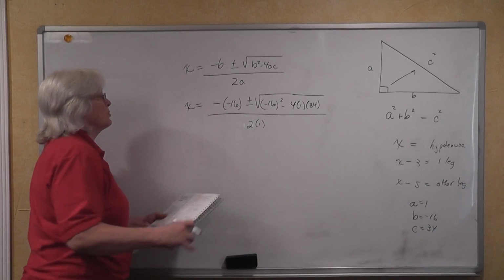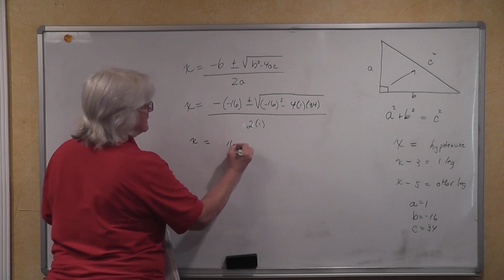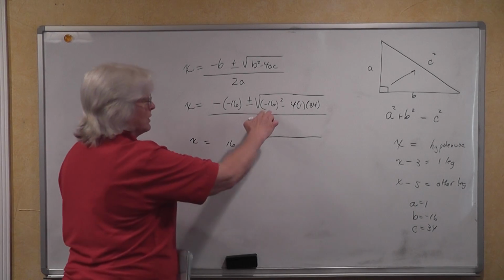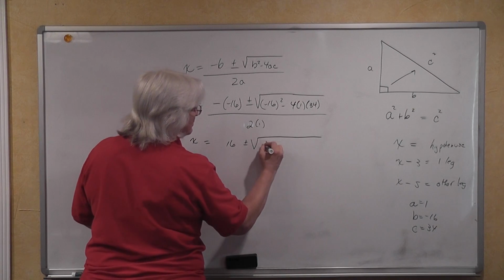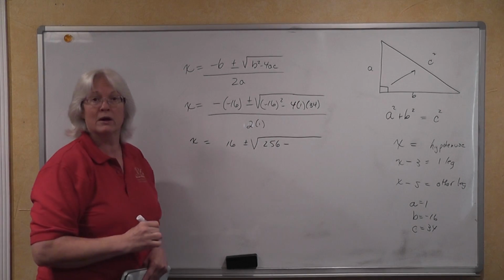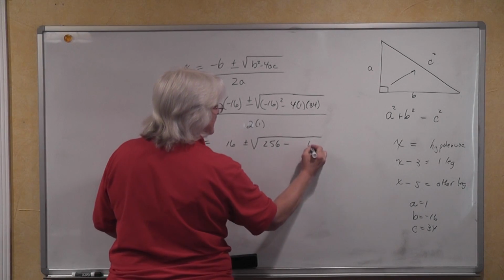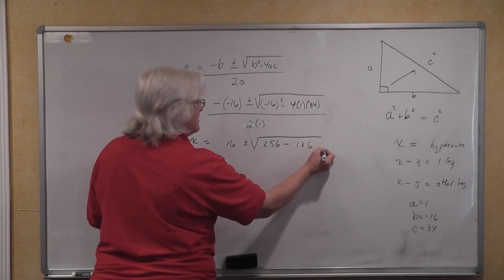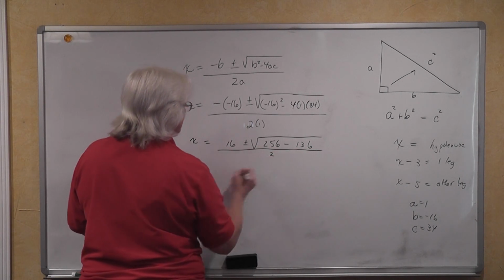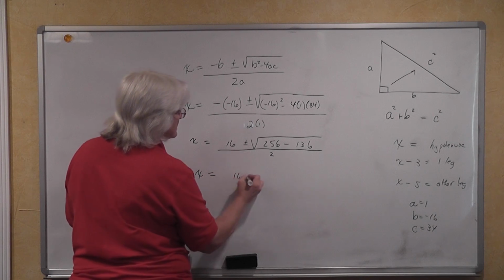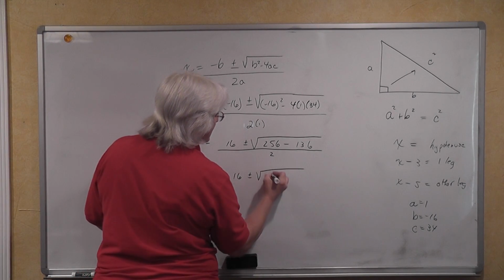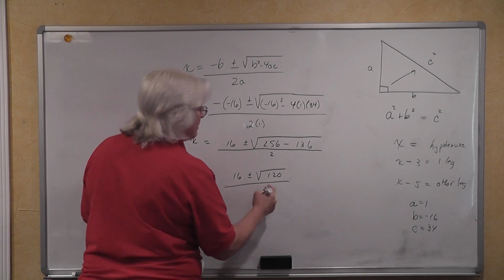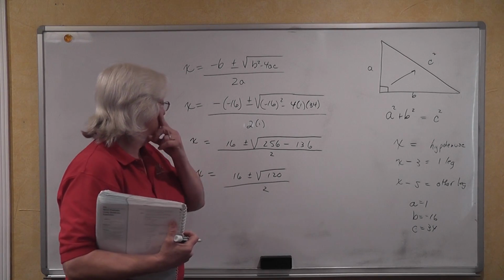So we have x is equal to 16 plus or minus the square root of 15 squared is 225, 16 squared and negative 16 squared are both equal to 256, minus 4 times 1 times 34, 4 times 4 is 16, 136. The square root of 256 minus 136, all of this divided by 2. X is equal to 16 plus or minus the square root of 120 divided by 2. Now you cannot just cancel 2's from 16 and 120 yet.